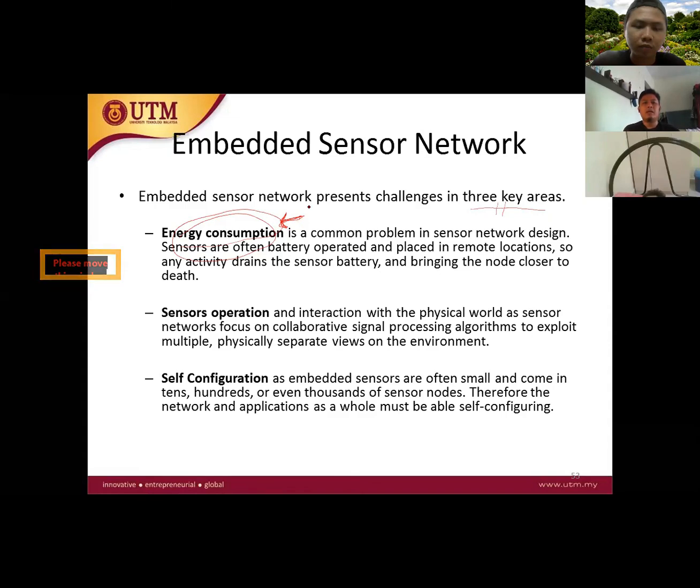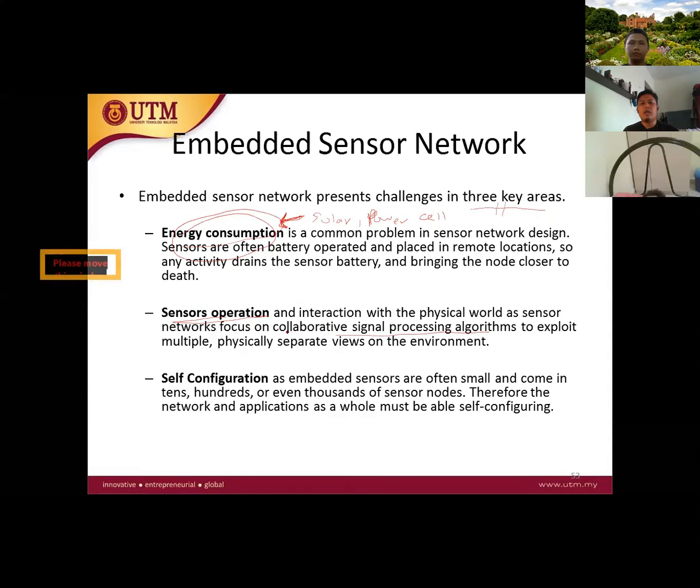Maybe we can add a renewable energy option, for example using solar or a power cell, and another option like energy harvesting using Wi-Fi signals. That is called induction energy harvesting. The second area is sensor operation, which focuses on collaborative signal processing algorithms.